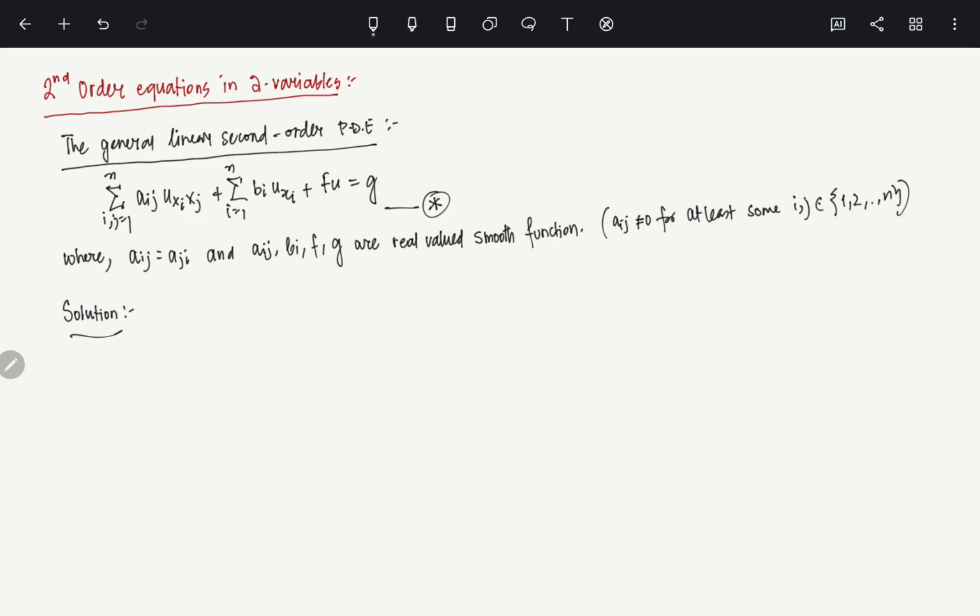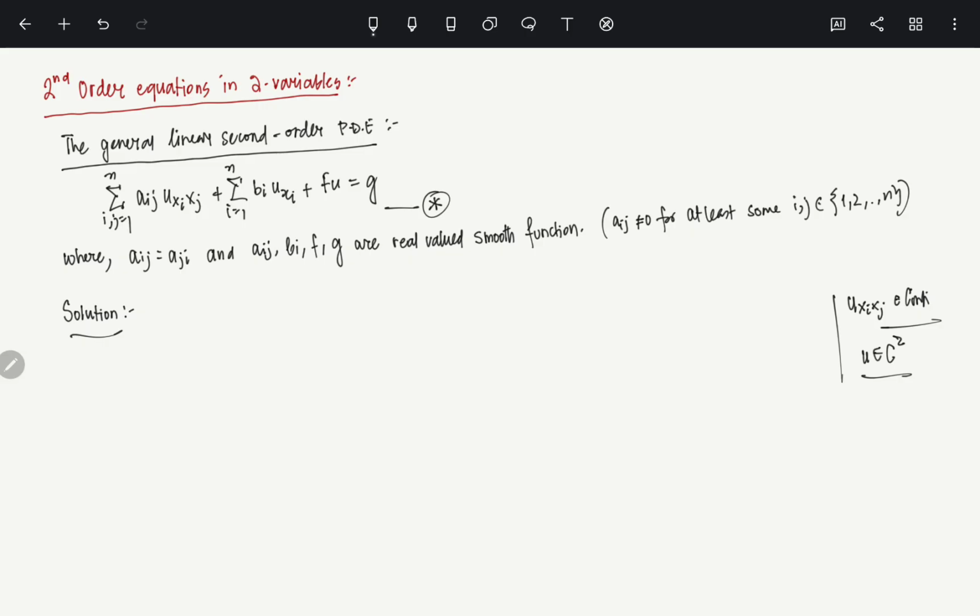So for this expression to make sense, A u xi xj must be continuous, at least must be continuous, right? So if u xi xj are continuous for all i, j, it means u has to be C2. Is it okay? Yes, that's the definition which we are going for.